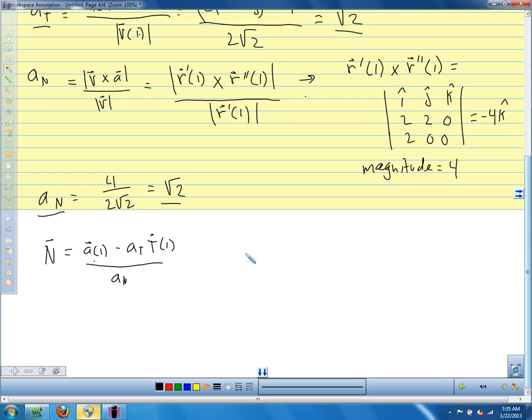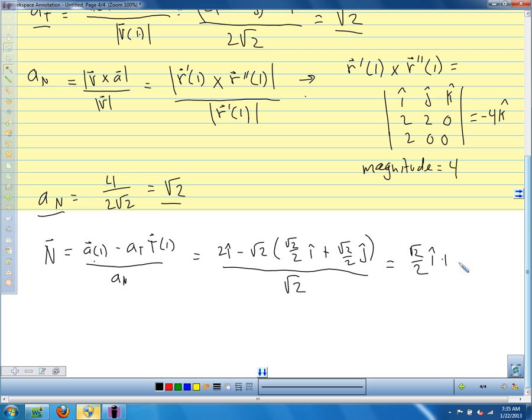This is going to be way easier than trying to figure out t prime over the length of t prime. So I'm just plugging in my quantities here. I get 2i minus square root of 2 times square root of 2 over 2i plus square root of 2 over 2j, all divided by square root of 2. When I simplify that, I get square root of 2 over 2i minus square root of 2 over 2j, and that is our unit normal vector at time equals 1.